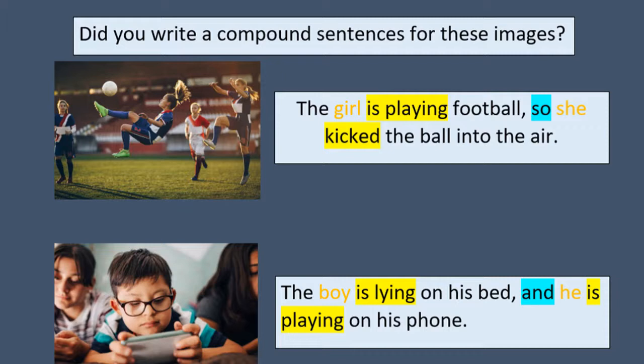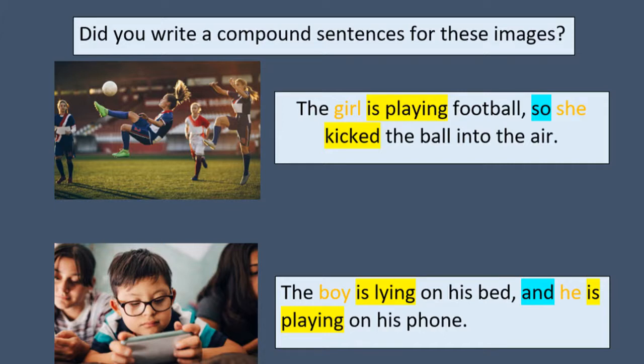The first independent clause is the girl is playing football. It's got the subject, the girl, and a verb phrase, is playing. Then we've got a comma and the coordinating conjunction, so, followed by the second independent clause. She kicked the ball into the air. So she is the subject and kicked is the verb. And she kicked the ball into the air is one complete thought. So yes, it's a compound sentence.